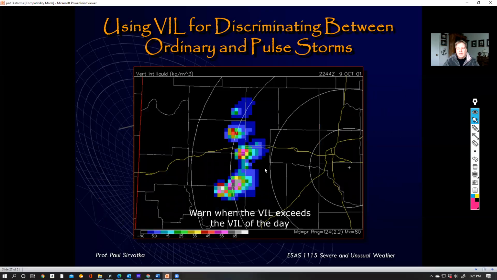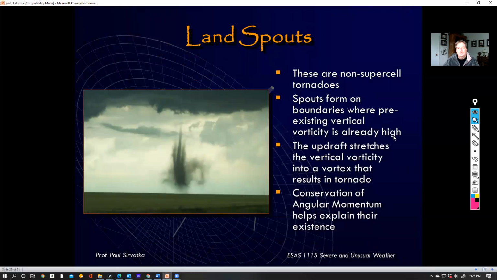Now, I'm going to skip through this because I'm not going to ask you about VIL. VIL is vertically integrated liquid. We're going to get to that when we deal with radar a little bit more.